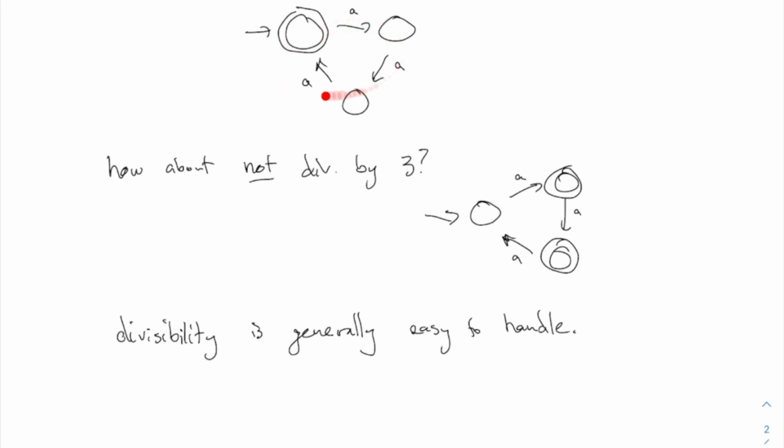Well, you basically do this. This is the divisible by 3. Divisible by 8, you just make it a lot bigger, right? It has to go around the octagon rather than the triangle, all right? Divisibility is generally easy to handle.